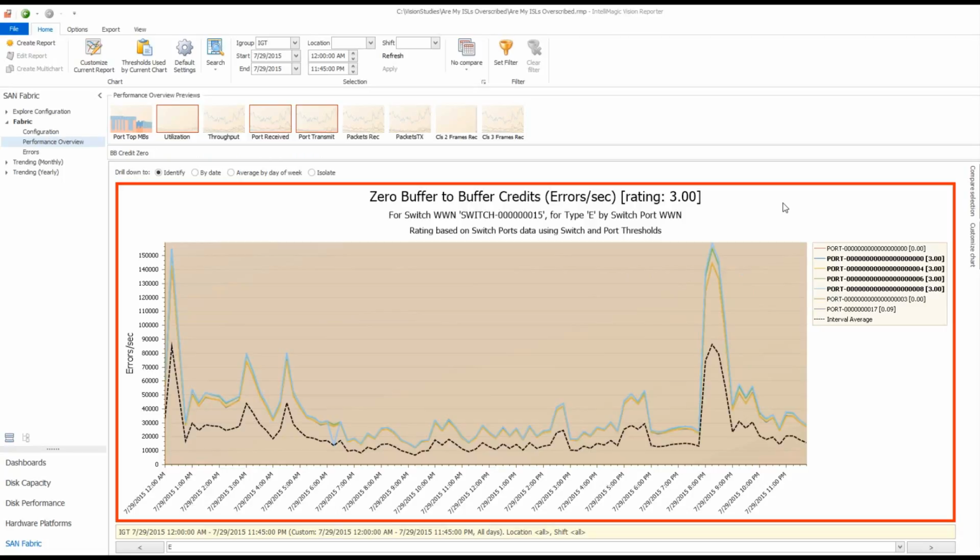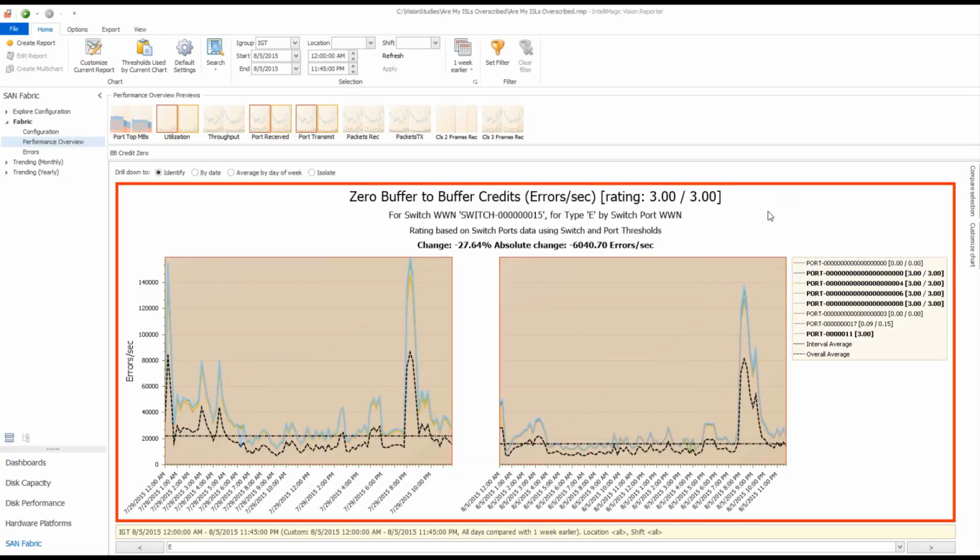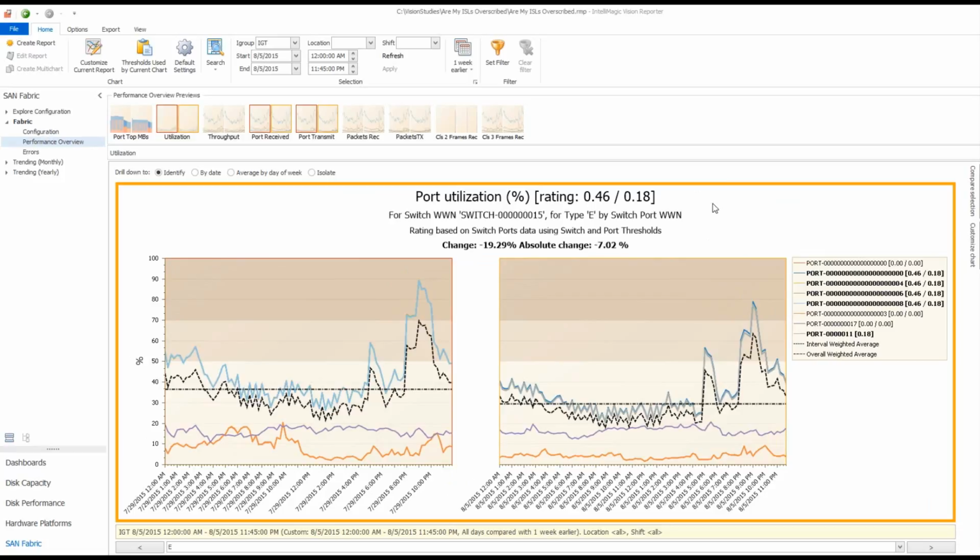At this customer site, we recommended adding an additional ISL to spread the load over another port. Let's take a look at what happened when we added the additional ISL. The zero buffer-to-buffer credits errors per second decreased by 27.64%, or 6,040.70 errors per second. Let's look at the utilization. The port utilization improved by 19.29%, with an absolute change of 7.02%.